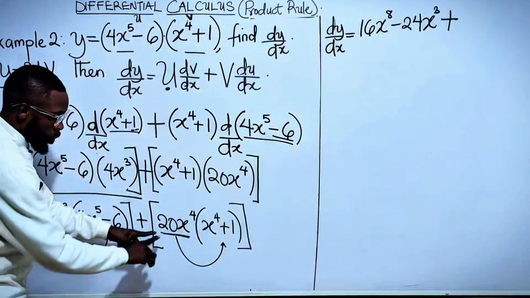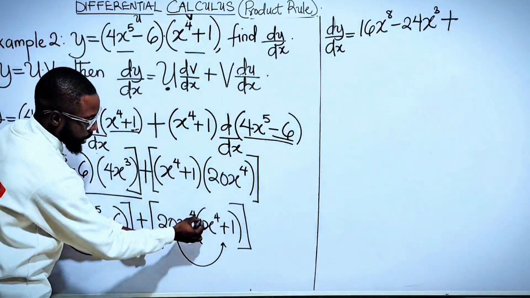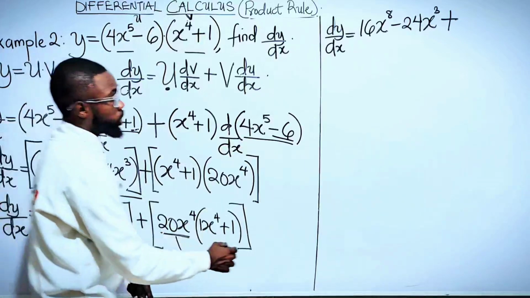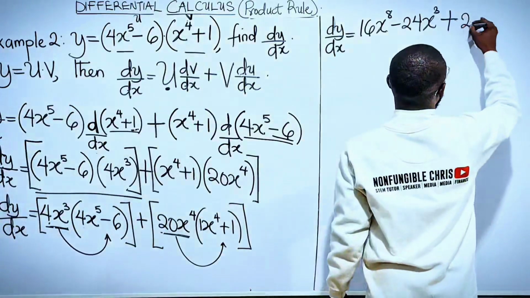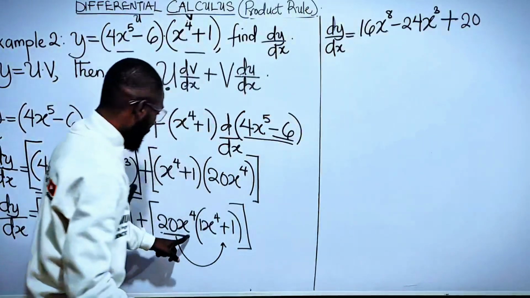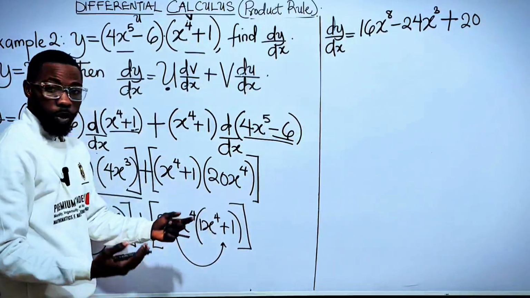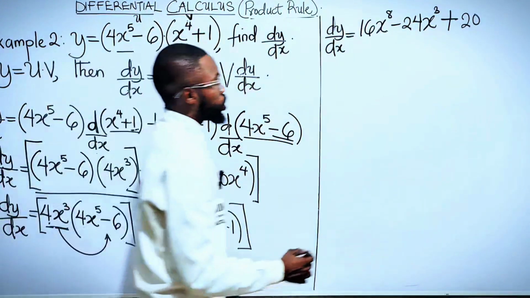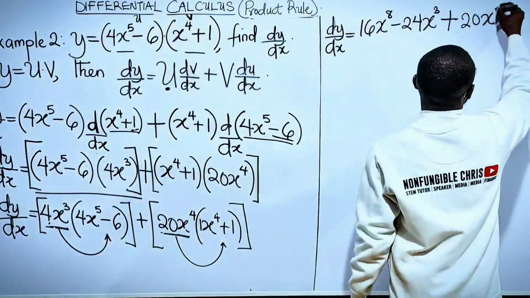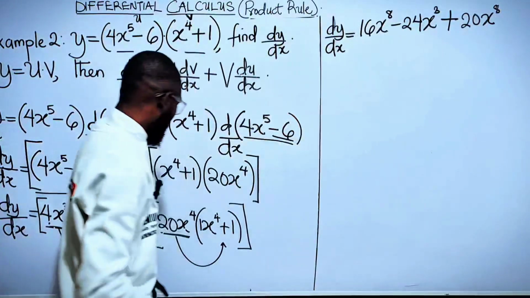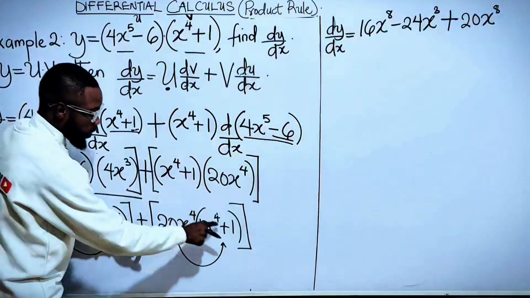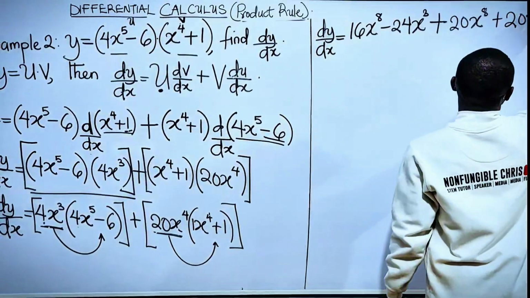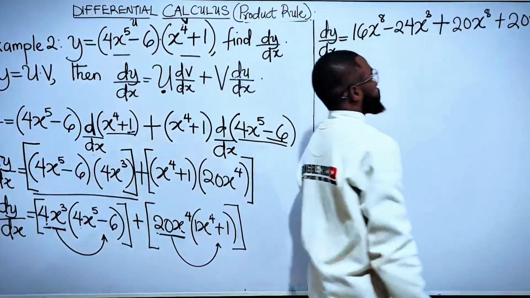Now let's get to here. 20 times this value, let's assume this is a 1. There's nothing there, so it should be a 1. Yeah. So 20 times 1 gives us 20. We're going to have 20, and then x raised to power 4 times x raised to power 4. Using our indices, pick one x. 4 plus 4 gives us 8. So we have 20x raised to the power of 8. And then we have 20x raised to power 4 times 1. We are going to have plus 20x raised to power 4.